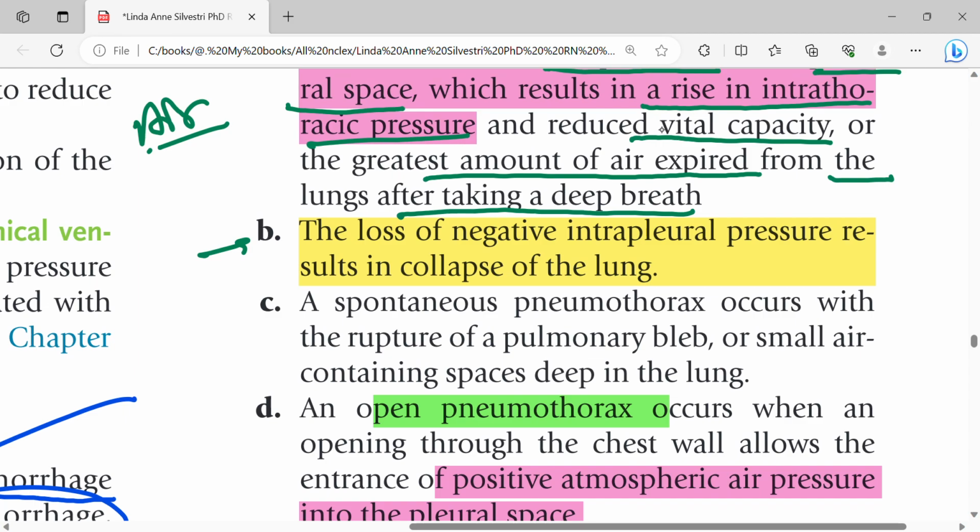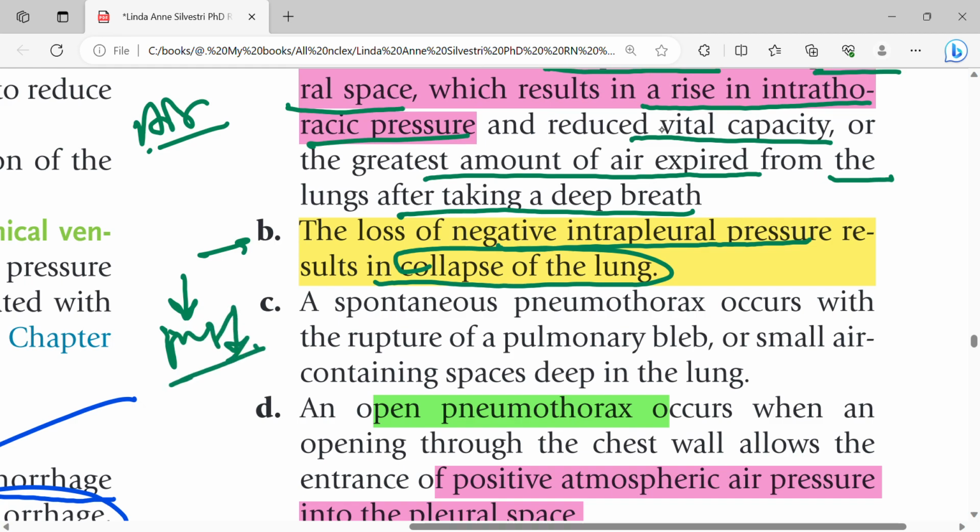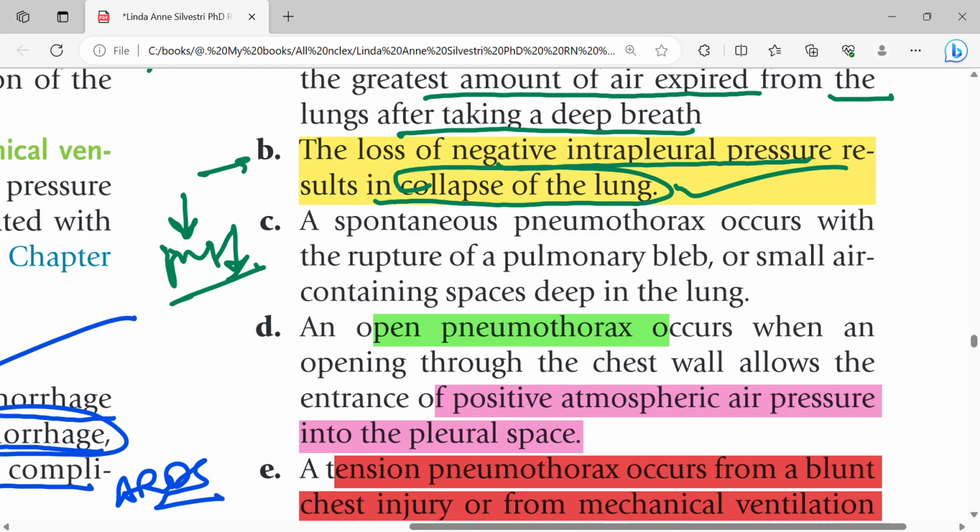The next point is the loss of negative intrapleural pressure, which results in collapse of the lung. So intrapleural pressure will be decreased, and the lung can collapse. What are the types of pneumothorax?